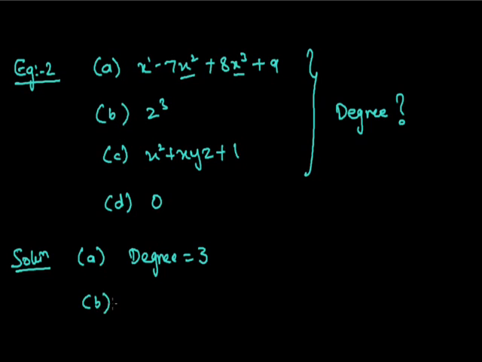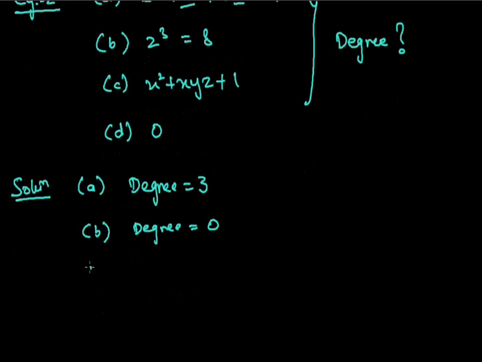In the same way, if we need to find out the degree of the second polynomial, it is 2 raised to the power 3. And as we know, 2 raised to the power 3, if we simplify, we'll get 8. And as we know, 8 is a constant. Because there is no variable part with this 8, this is the polynomial with degree 0, because 8 is a constant and it has no variable part. So the degree of this polynomial is 0.